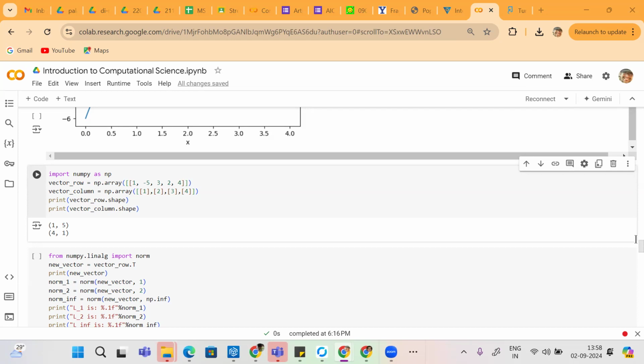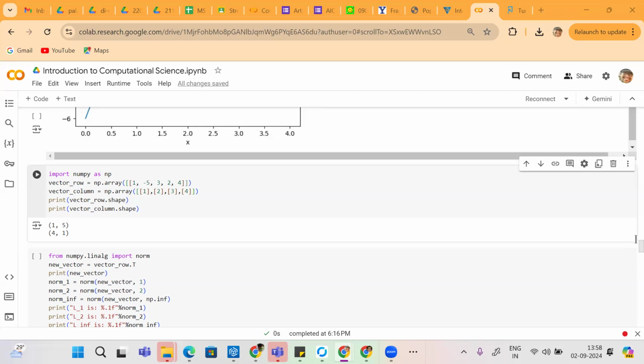How does the row vector look? 1, -5, 3, 2, 4. These are the elements of the row vector. And vector column is the column vector. Here I'm printing the vector row. What is the shape, like what is the size of this vector? If you see carefully, the vector row has how many elements? 5 elements, stored in one row. So one row and 5 columns.